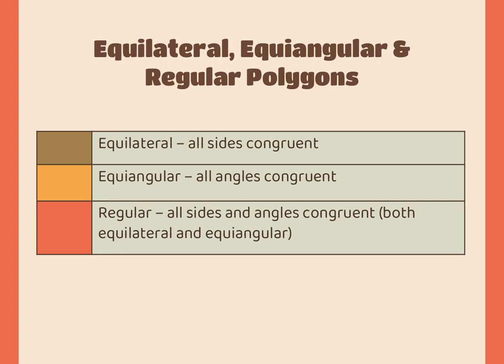Definitions here: equilateral, equiangular, and regular. So hopefully we remember equilateral and equiangular from our triangles. Equilateral is all the sides are congruent. Equiangular, all the angles are congruent, and new this round is regular. A regular polygon has all the sides and all the angles congruent. So it is both equiangular and equilateral.